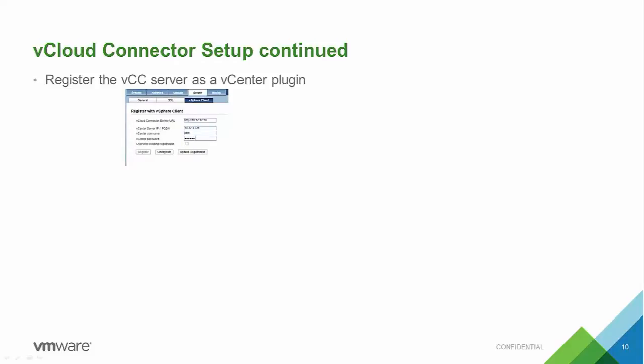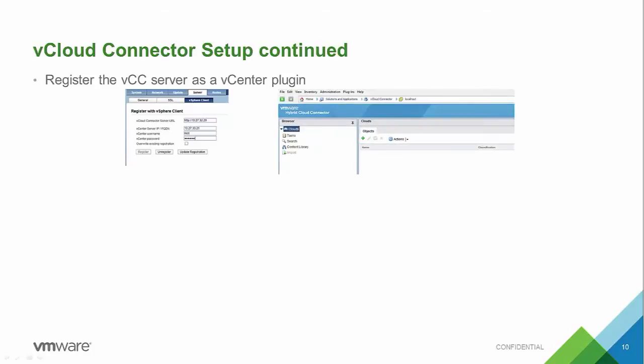You can do this by clicking on the Server tab and then clicking on the vSphere Client sub-tab. We then enter in the vCenter server IP or FQDN that we wish to use as the UI for this vCloud Connector instance. We will also need a username and a password. If there has already been a VCC registered to this, we can overwrite that existing registration with the tick box at the end. Once this is complete, if we then open up a vSphere client to the virtual center that we have just registered to, we will now see the vCloud Connector plugin.